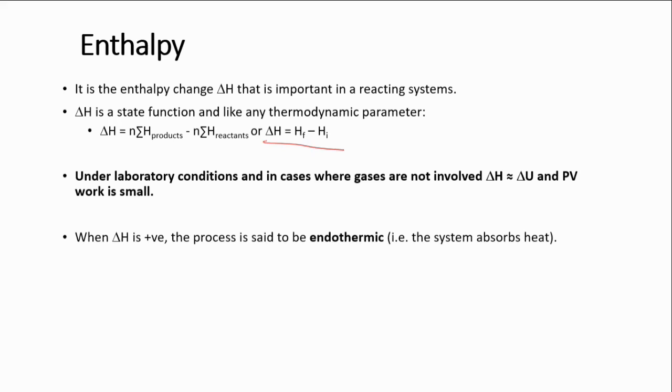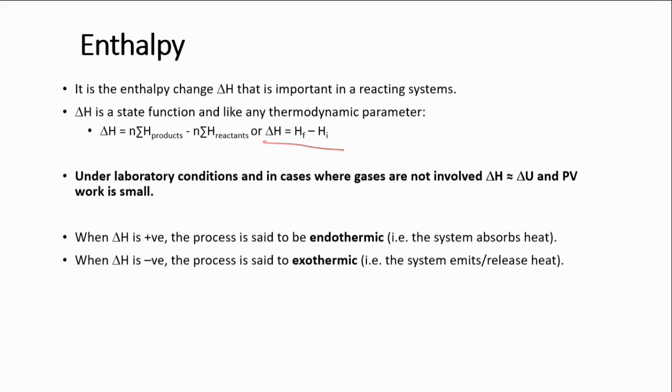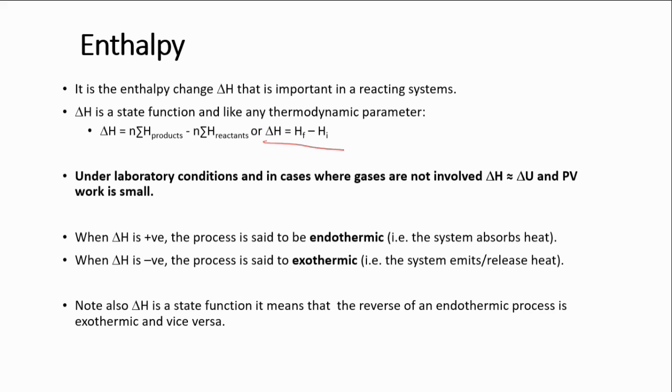Now, when delta H is positive, the process is said to be endothermic. That is, heat is absorbed. However, when delta H is negative, the process is said to be exothermic. Right? That is, heat is released or emitted by the system. Okay? Note also that delta H is a state function, as we said earlier. That is, and remember we said, state functions only take into account the final and initial states of a system. Alright?